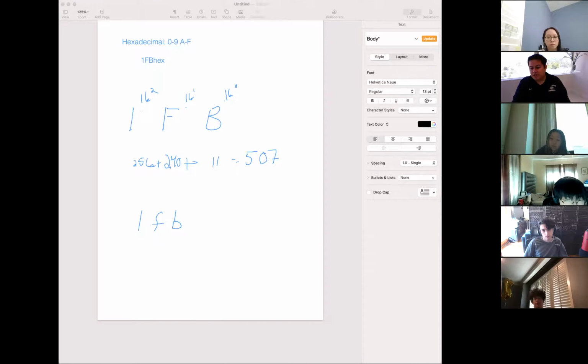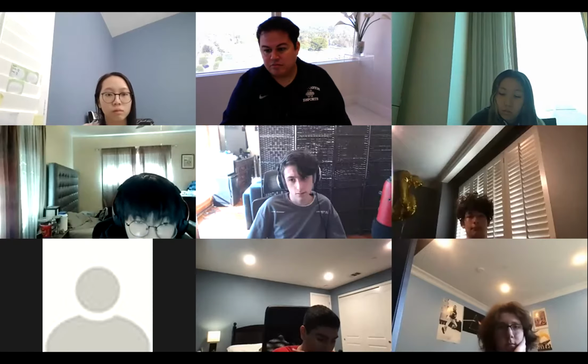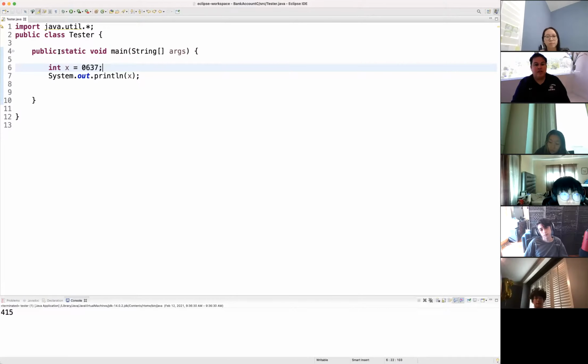So we can also store hexadecimal numbers as well. But rather than a 0, we put 0x preceding the number. So if I said 0x1FB507.